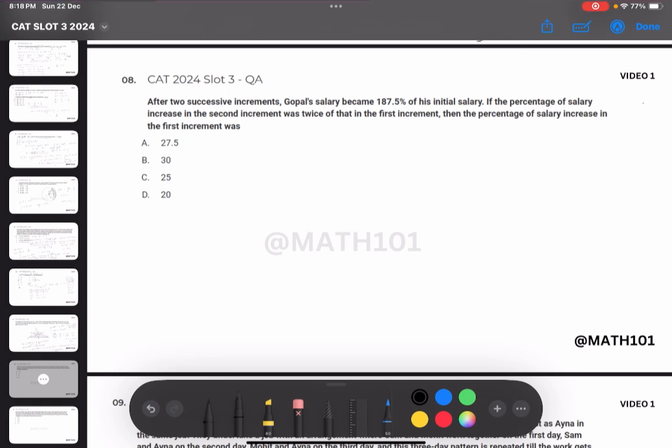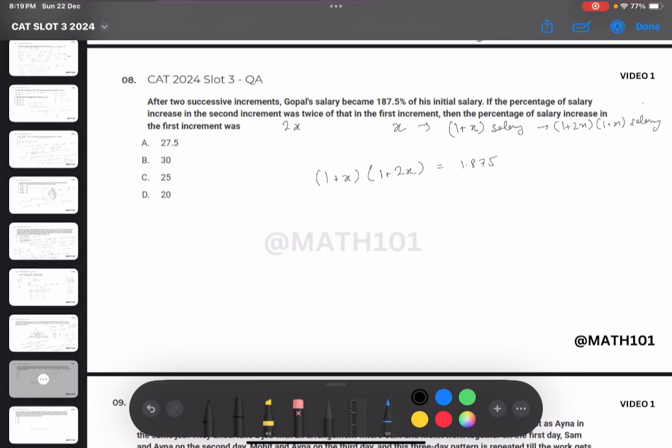Let the first increment fraction be x, so the second increment's fraction would be 2x. So (1 plus x) into (1 plus 2x) equals 187.5%, that is 1.875. Because after the first increment his salary would be 1 plus x times the salary, and after the next increment it would be 1 plus 2x into 1 plus x times his salary.